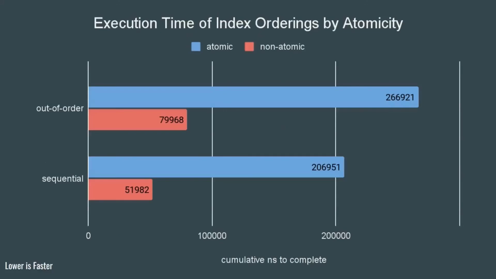These are the timings we measured. A lower number means the test group took less time to execute and was therefore faster. Let's dissect the data a bit to understand why each of these measurements is what they are.